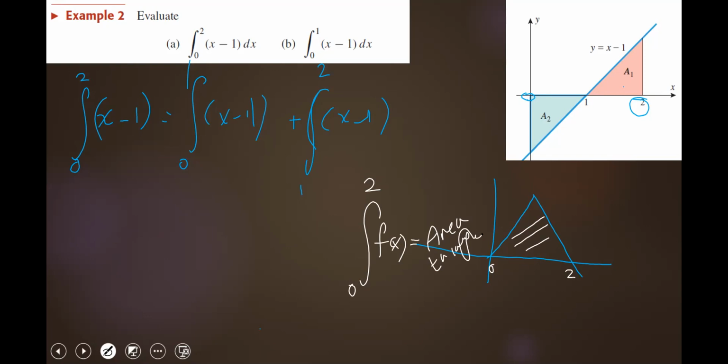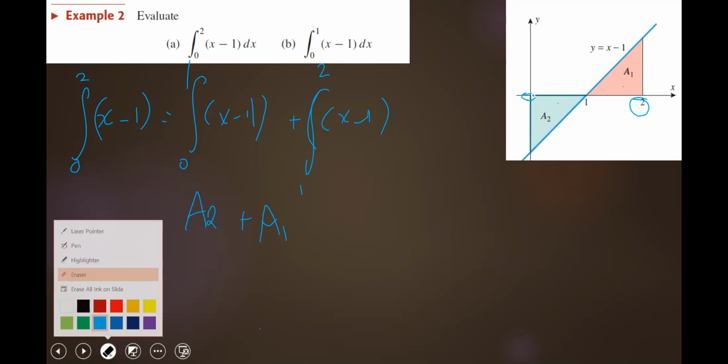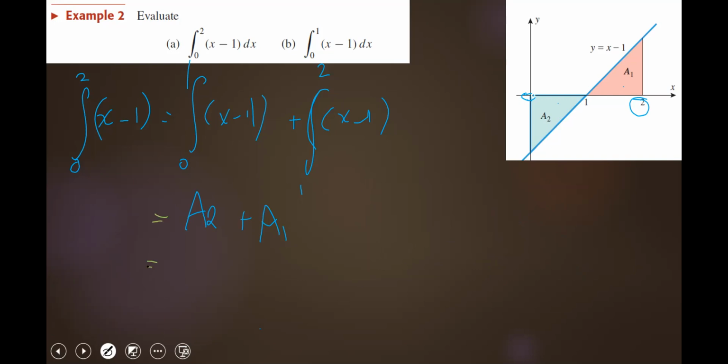These two shapes have disconnected points. The first one, from 0 to 1, is a shape which we name area 2. And from 1 to 2, we have an area which is area 1. Since they are not one shape, since they are two shapes, from 0 to 1 it is A2 and from 1 to 2 it is A1. Now look at A2 here. This is a triangle. So let's find A2.